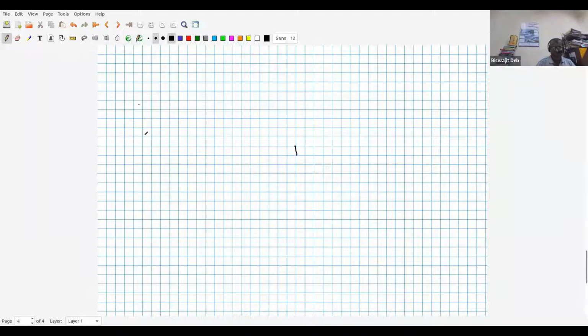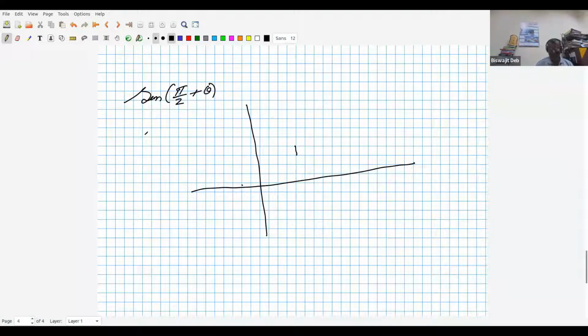Now we would like to know what is sine of pi by 2 plus theta. So this is our next aim. What is sine of pi by 2 plus theta? First let us see what is sine theta. If I take this to be my theta, and this is my point P, then how can I get sine of pi by 2 plus theta? So I have to rotate this OP another 90 degrees, right?